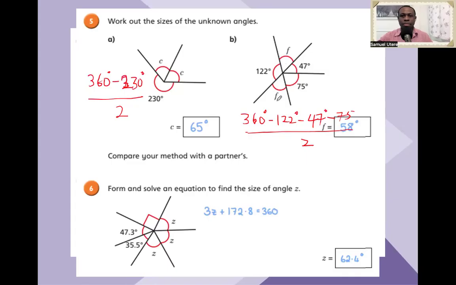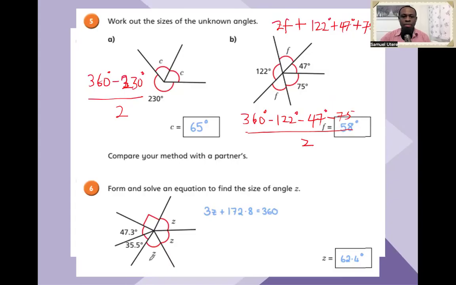2F. Remember, the reason we're doing this is if we had to form our equation, it would be 2F, add all these angles, so 122 degrees, add 47 degrees, add 75 degrees, which will be equal to 360 degrees. And of course, you know how to solve equations like this. So when you add these up, you have to subtract the total of these from both sides, and then finally you divide by 2.